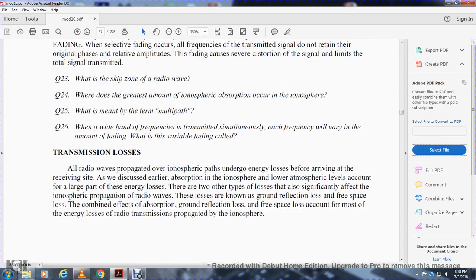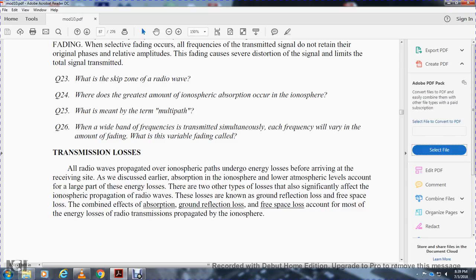All right, transmission losses. All radio waves propagated by the ionosphere undergo energy loss before arriving at the receiving site. The absorption in the ionosphere and lower atmosphere levels, discussed earlier, accounts for a large part of these energy losses. There are two other types of loss with a significant effect on ionospheric propagation of the radio wave: ground reflection loss and free space loss, and the combined absorption and ground reflection loss.